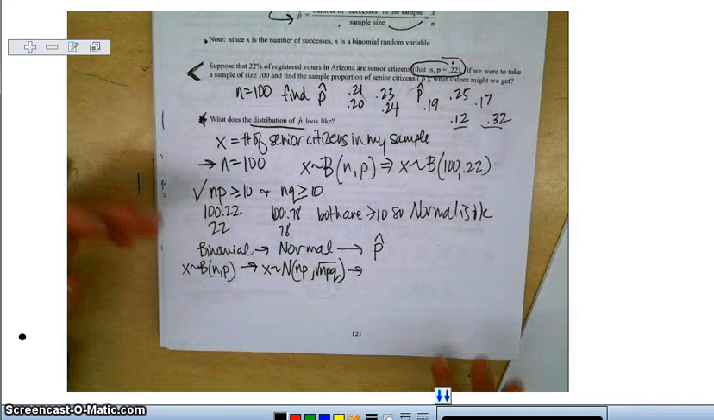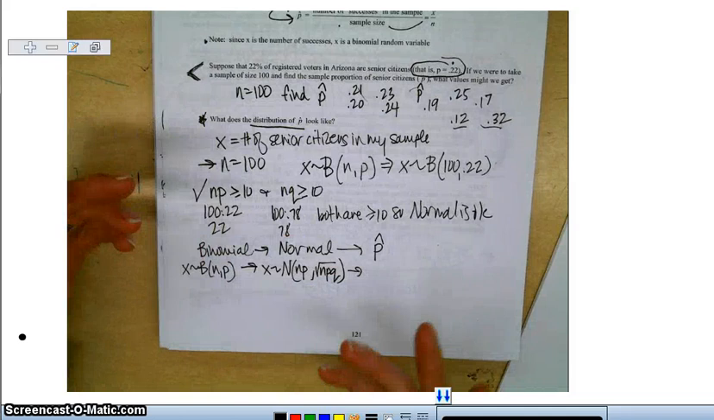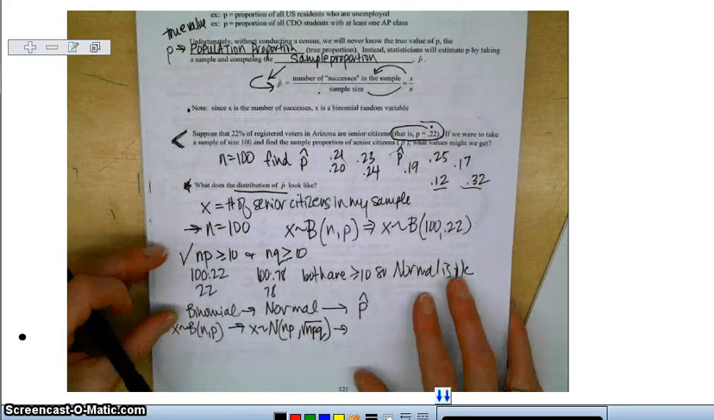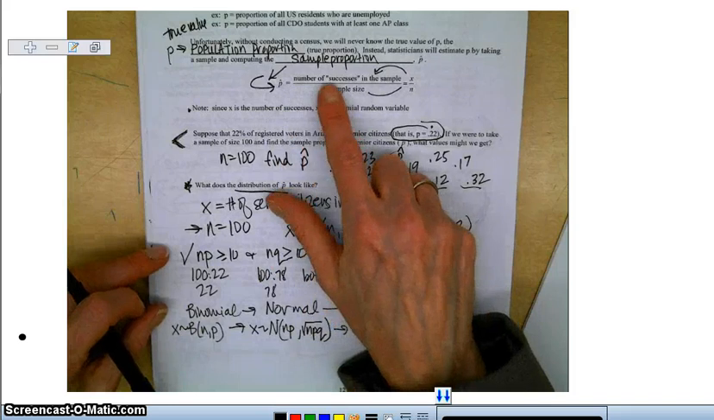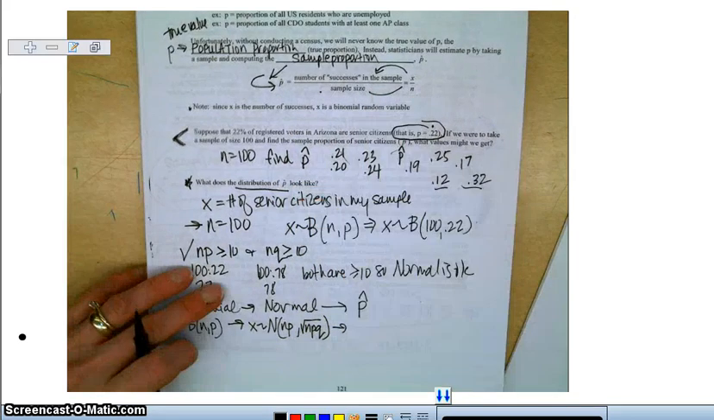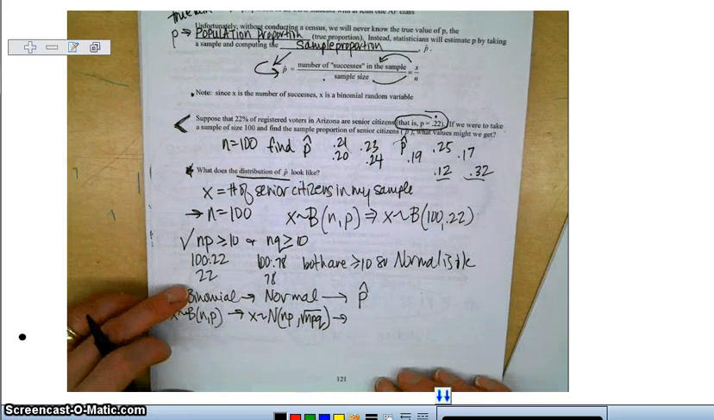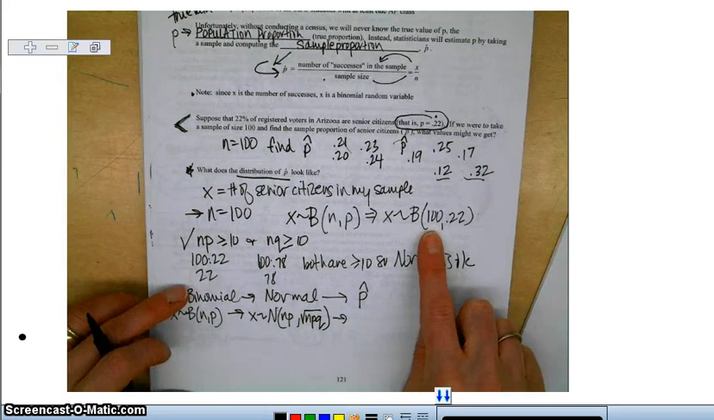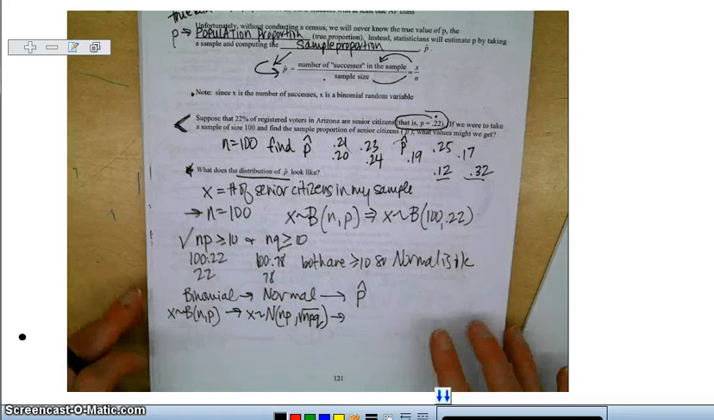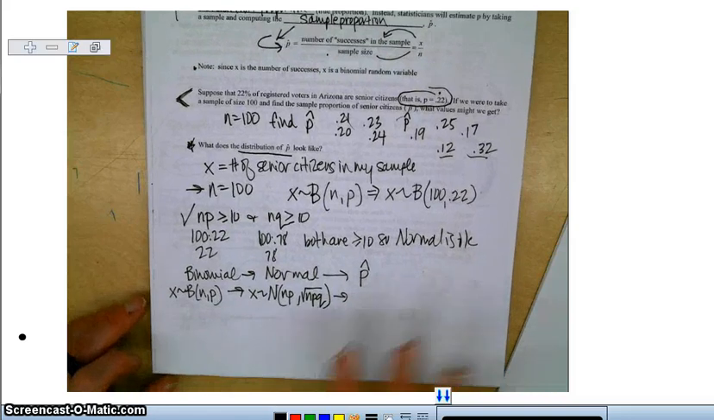Now we need to look at how we change that to p hat. Well, what did I do to find p hat? Go up and look at the formula for p hat. P hat is the number of successes in the sample divided by n. So if I take a sample of size 100 and I get 25 successes, then I would write it as 25 over 100. So let's first change it to a normal, and then we'll look from here to here.